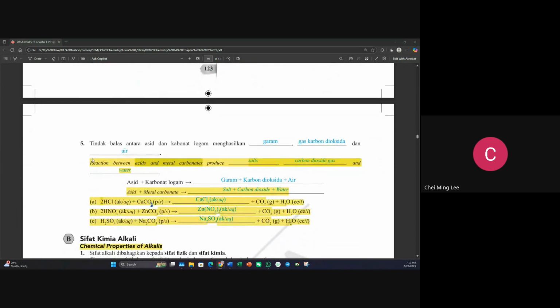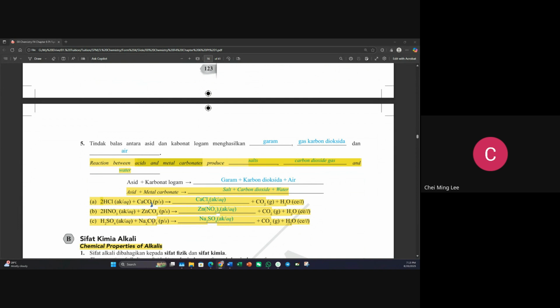So let's see the reaction between acid and metal carbonate, which will produce salt, carbon dioxide gas and water. Like HCl with calcium carbonate will become calcium chloride. The carbonate becomes carbon dioxide, and then combined with the hydrogen it becomes water.